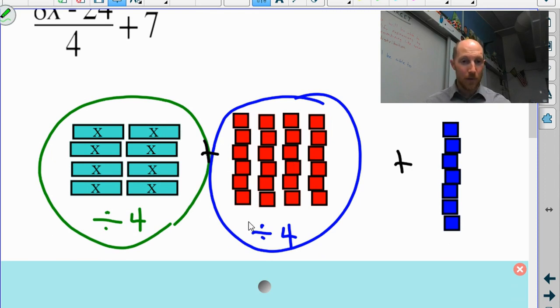Each of those needs to be divided by 4. So I've just circled them and written divide by 4. I'm going to separate those into 4 separate groups. And then at the end, plus 7. So the blue squares are positive numbers.